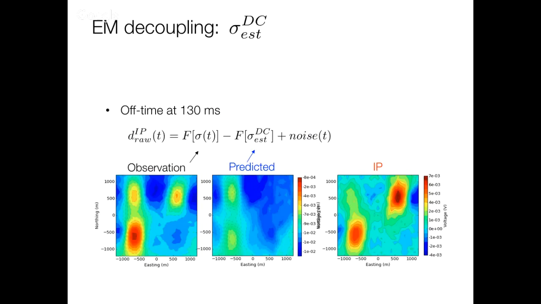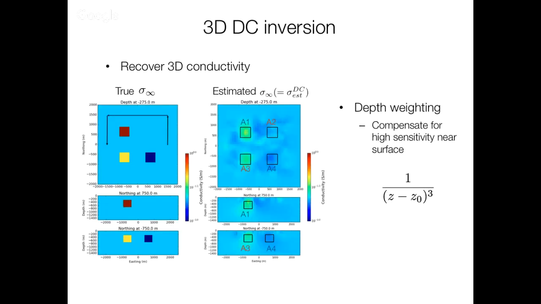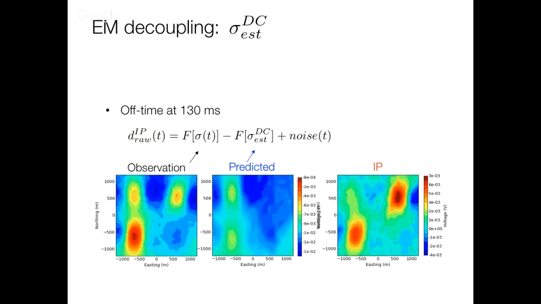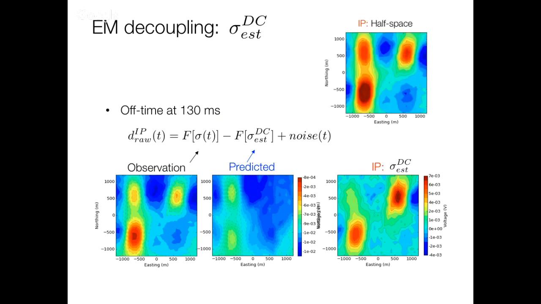So at 130 milliseconds, we'll use this particular model, do the EM decoupling at 130 milliseconds, and so that's now the thing we're going to subtract. And you see, actually, it's not done a bad job. We still have a little bit of this stuff in here, but we've definitely removed some of the IP contamination just with that. So I think that's a pretty encouraging thing. Certainly much better than the half space.